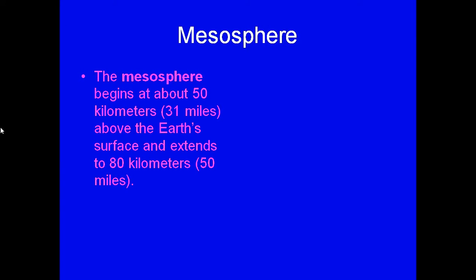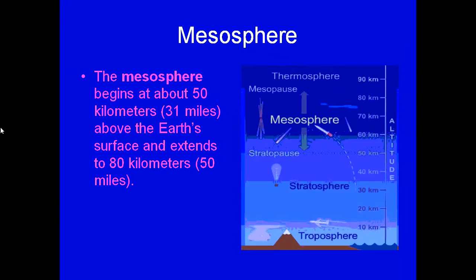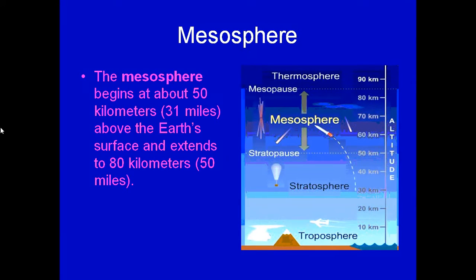The mesosphere begins at about 50 kilometers or 31 miles above the Earth's surface and extends to 80 kilometers, 50 miles. And the mesosphere is above the stratosphere and the troposphere, but right below the thermosphere.